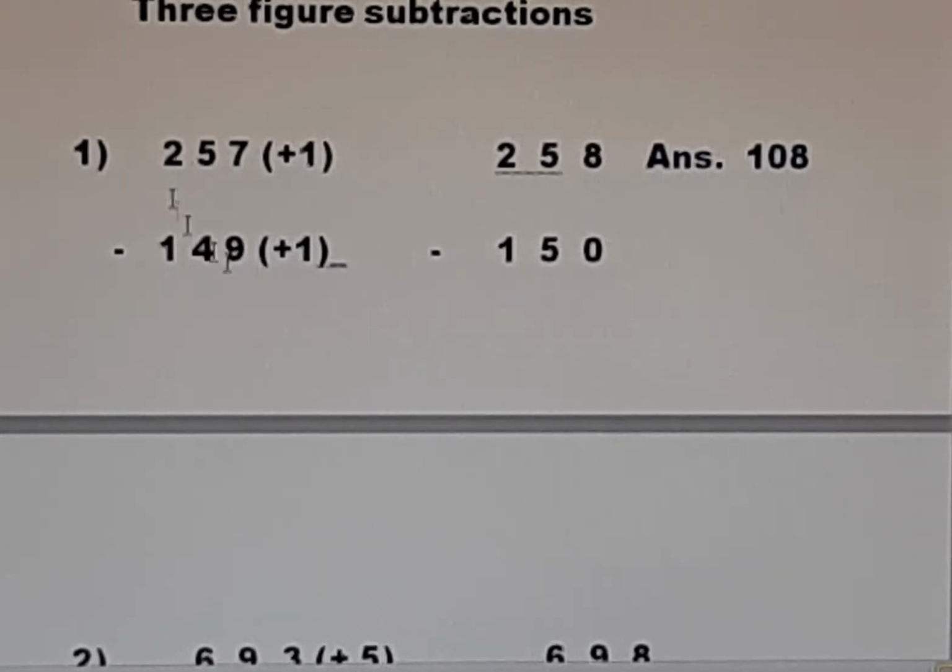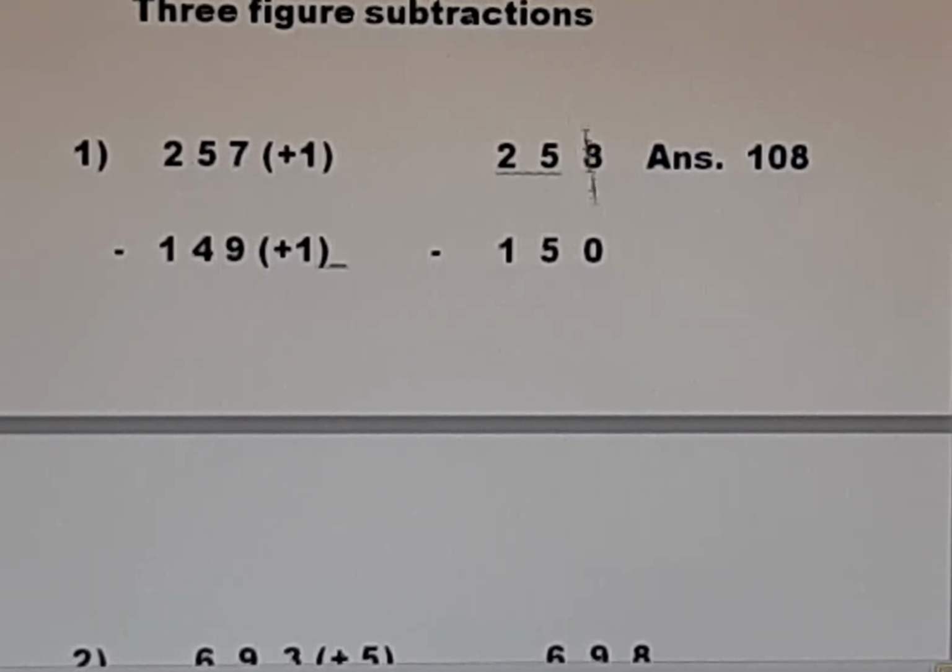What you will do? You have to take only 2 figures, 49 and 57. So to make 49 a base figure you have to add 1. 49's nearest base figure is 50. So 149 plus 1 is 150, and 257 plus 1 is 258. Now you have to minus it very easily.